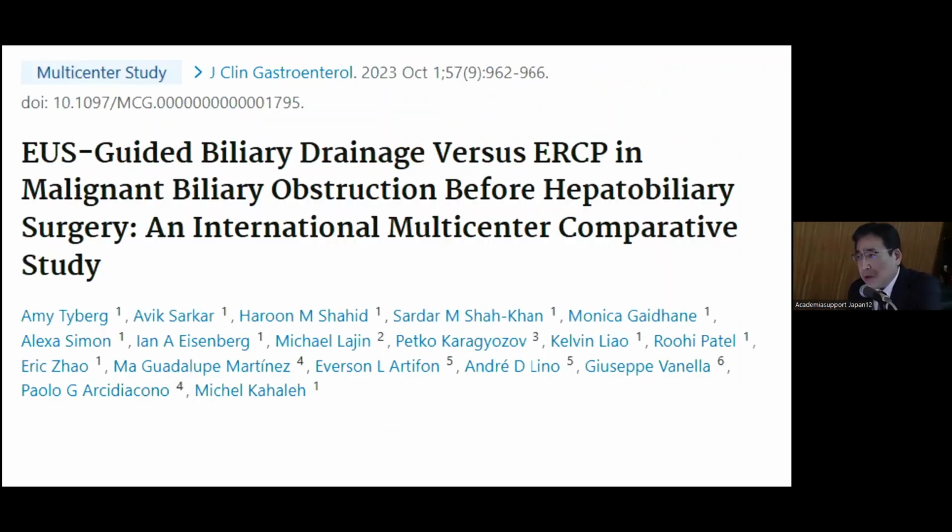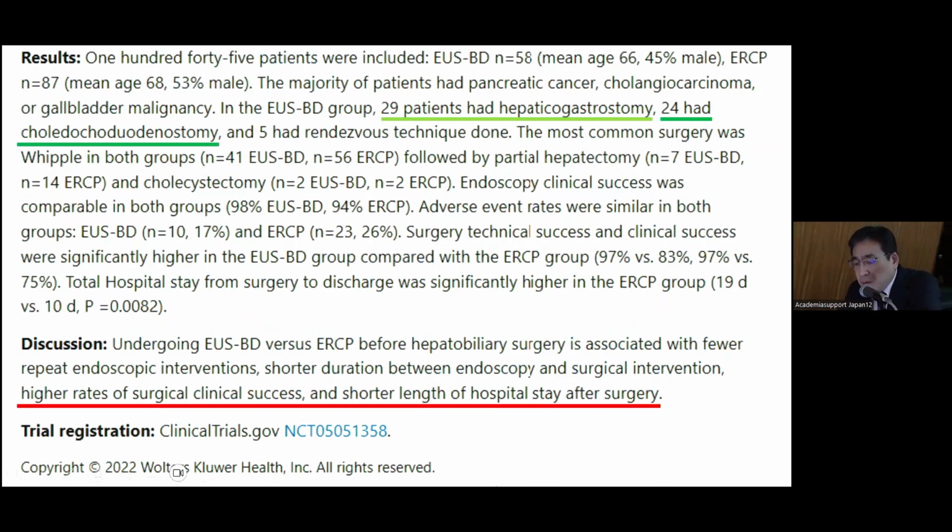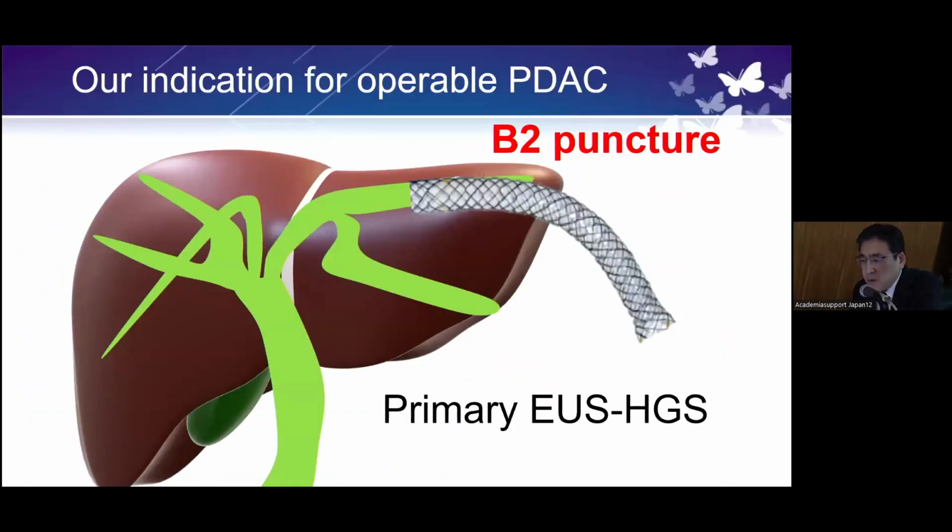So this is very brand new. However, this paper reported whether, before operation, ESBD is good or not compared to ERCP. This is a retrospective and comparative study, but they mentioned ESBD is better because of a higher rate of surgical clinical success and shorter hospital stay. Of course, it is retrospective, maybe not so correct, but in our center, already before operation, for pancreatic cancer only, our indication is B2HGS.